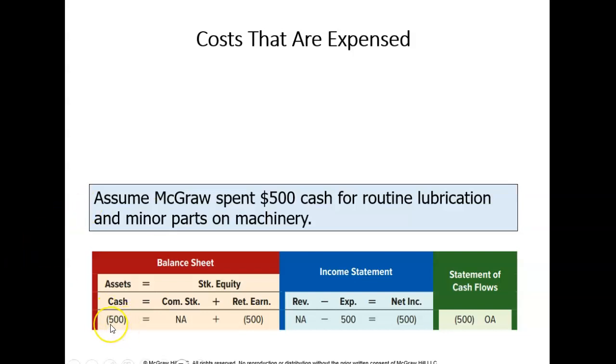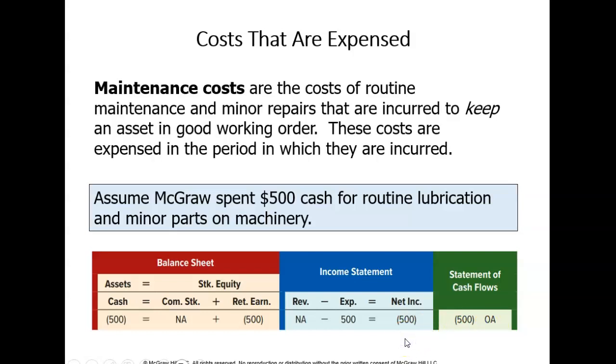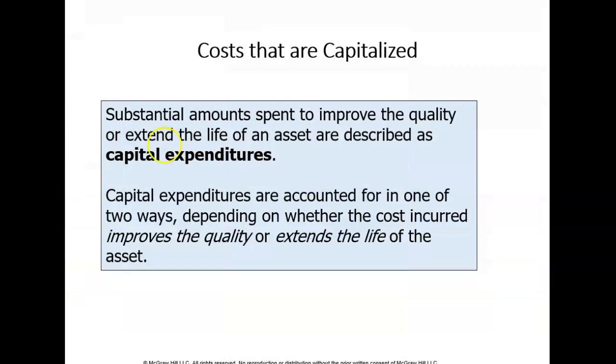So your cash account would decrease by 500. So does retained earnings. Expenses increase by 500. That's shown as an operating activity on your statement of cash flow. Okay? So maintenance costs are going to be expensed as they incur or take place. So for example, if we're getting a routine lubrication, oil change, getting our tires rotated, you're going to expense those types of costs as they incur or take place.